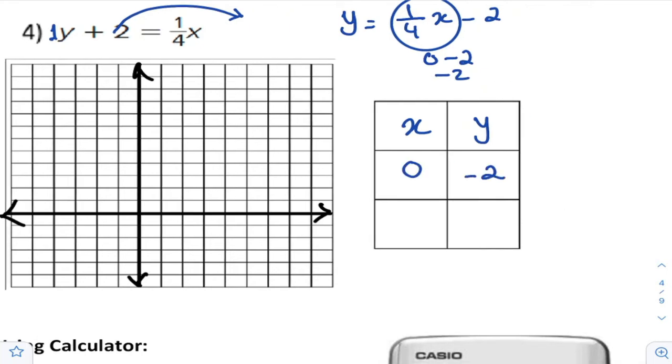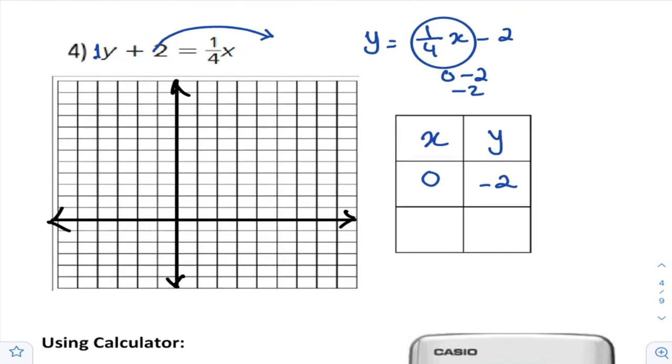Now, what are the points that are good for us now? Please make sure that you have seen the 4 in the denominator. So we assume numbers that are multiples of 4. Multiples of 4: 4, 8, negative 4, negative 8. Let's assume the easiest one, which is 4.